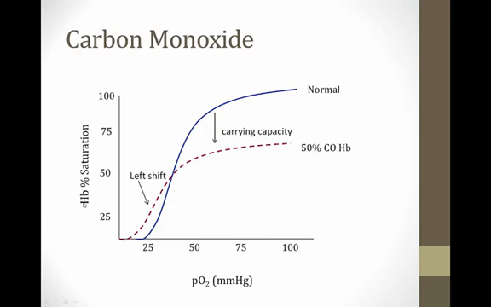So this is a drawing of what that would look like. The blue is a normal curve. So first of all, the maximum carrying capacity of hemoglobin falls in the setting of carbon monoxide. It drops down here because carbon monoxide is blocking some of those sites for oxygen. In addition, it shifts the curve to the left here because carbon monoxide is an allosteric modifier of hemoglobin. So it creates a different shaped curve that is to the left and has a lower peak than normal.